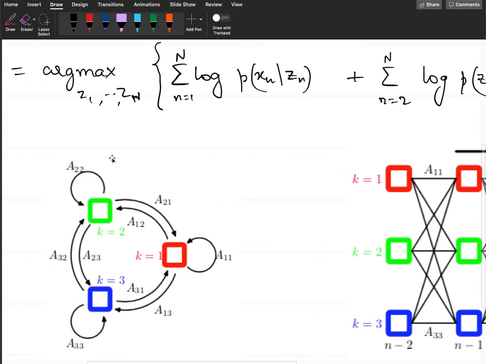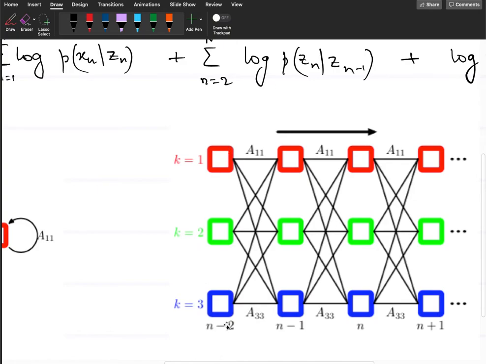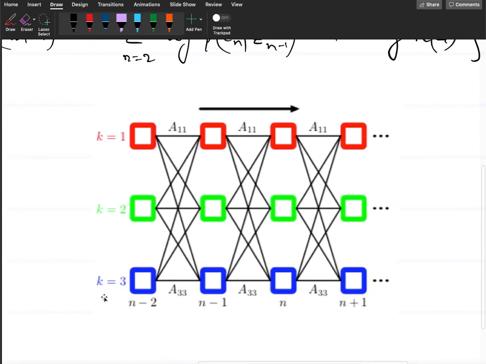But now I can unroll this model in time. How? Now this is my state at time n equal to n minus 2. I could be here or here or here. Let us say I am here at k equal to 1. I will emit something, and then I will make a transition either to the first state or second state or third state. At time n minus 1, I will be in one of these possible states. Then again I will emit something from there. Then I will go to the next state and emit something there.